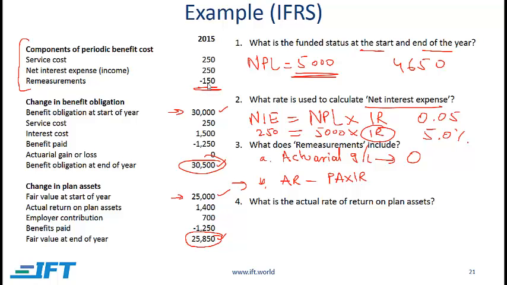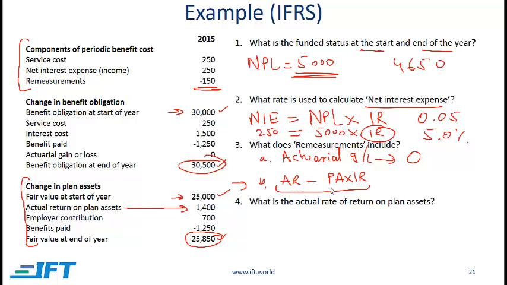A minus here means a gain. Since the service cost and net interest expense are shown as positive numbers, the remeasurements is a negative, which means that this is positive. So let me show you where this 150 number comes from. If we look at the plan assets or the change in plan assets, one of the items here is the actual return on plan assets.